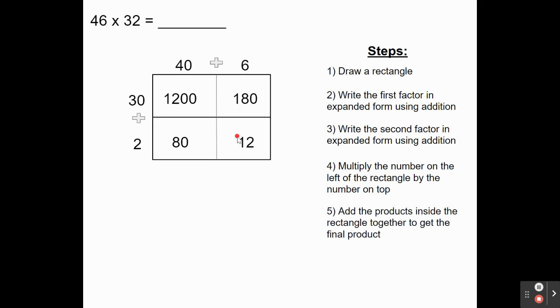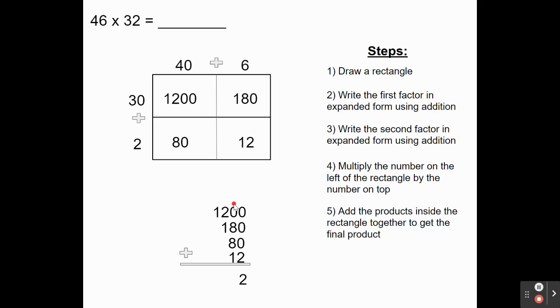Lastly, we're going to add the products that are inside each of these smaller rectangles together to find our final product. So let's add 1,200 plus 180 plus 80 plus 12. We got each of these numbers from inside each of the rectangles. Let's start by adding the ones place. 0 plus 0 plus 0 plus 2 is 2.